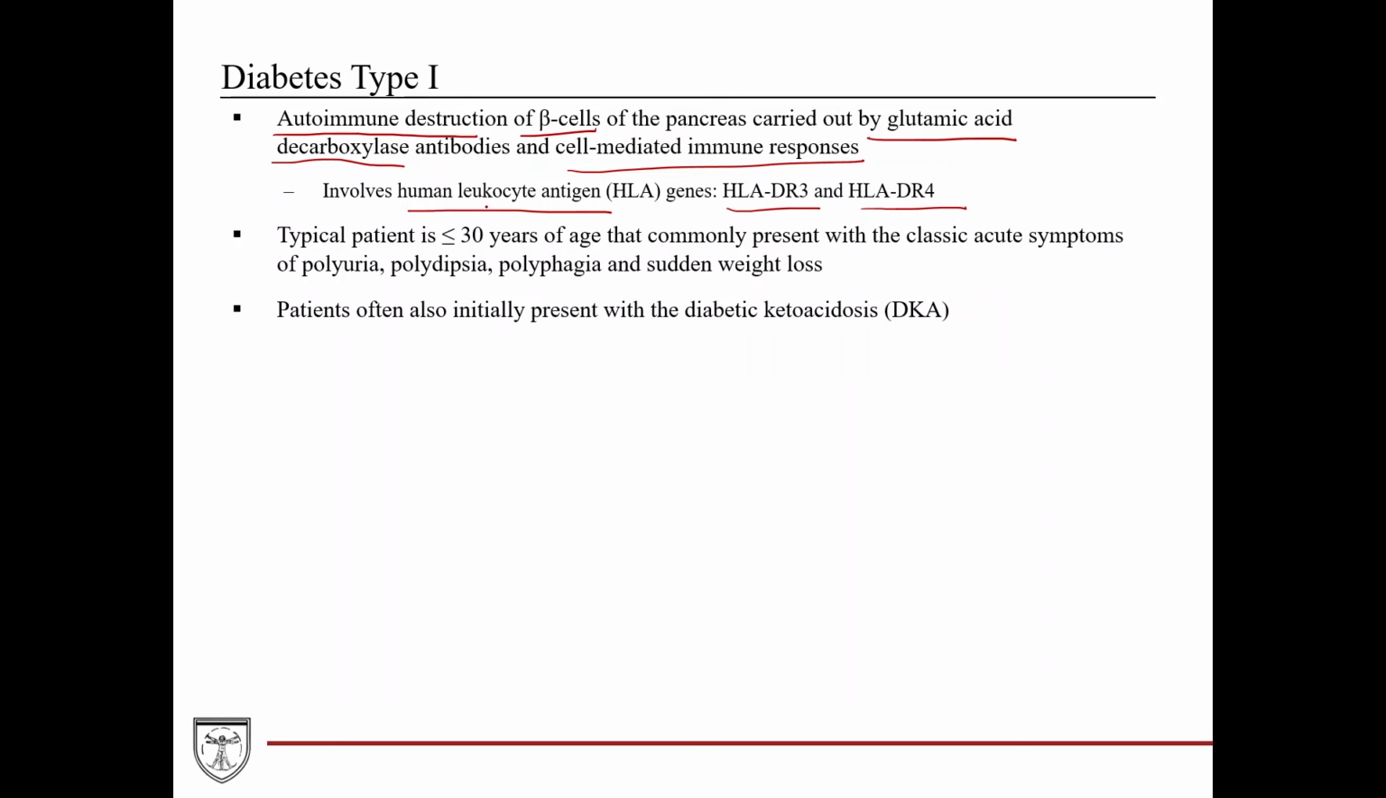It can be part of the diagnostic workup, but obviously once you get to that point, they've probably already presented with other symptoms. Typical patient, like I've said, is a younger patient, less than 30 years old. You can see it in older patients, but it's going to present earlier in life. They often present with classic acute symptoms, like we were saying, polyuria, polydipsia, polyphagia, sudden weight loss. They also, unfortunately, often present with diabetic ketoacidosis, or DKA.